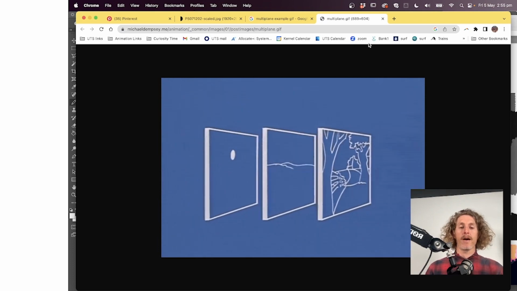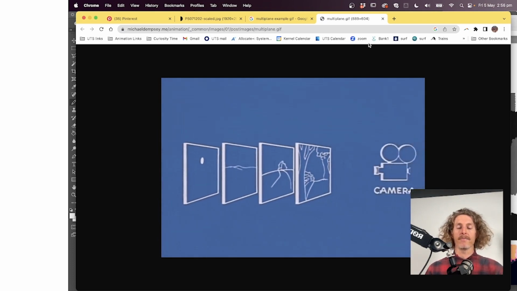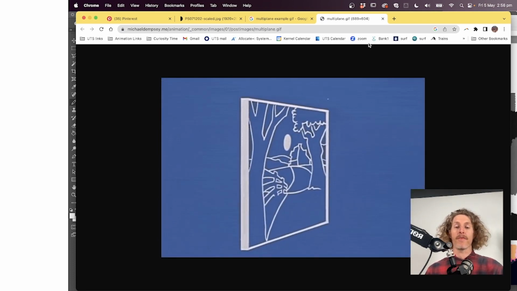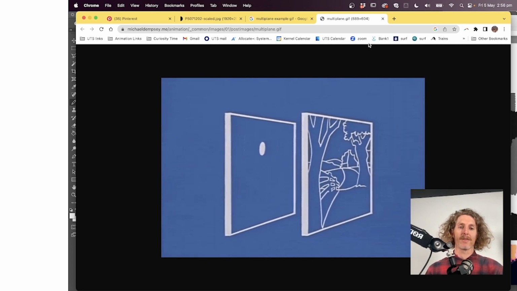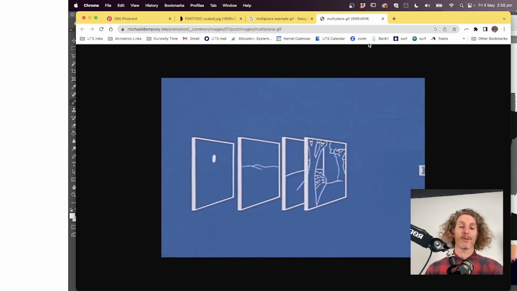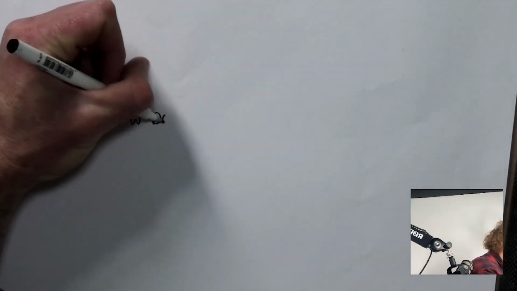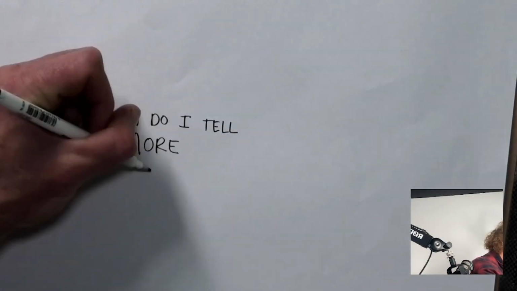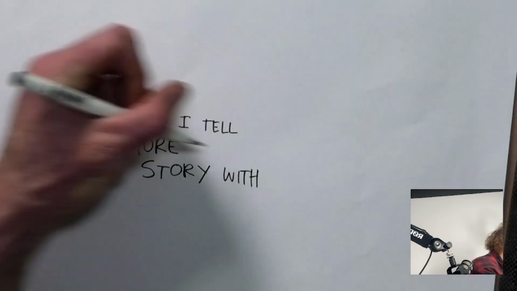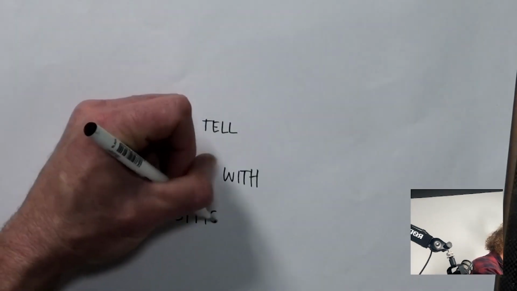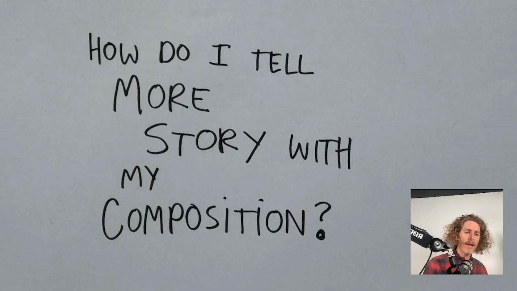This GIF is from a really fantastic Disney video that explains how their multiplane system worked in the 1950s. It's really good. You should look it up. In the last exercise, we were breaking down an imagined story into visual moments. And in this exercise, the question is, how do I take those moments and stuff them into one image? How do I tell more story with my single composition?